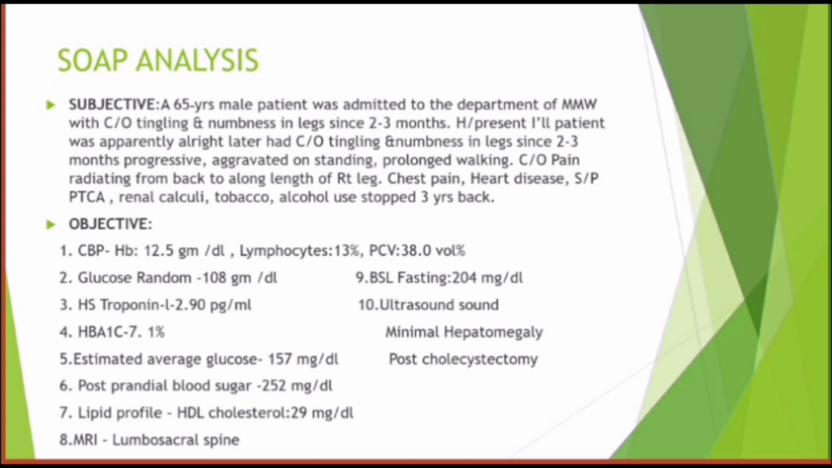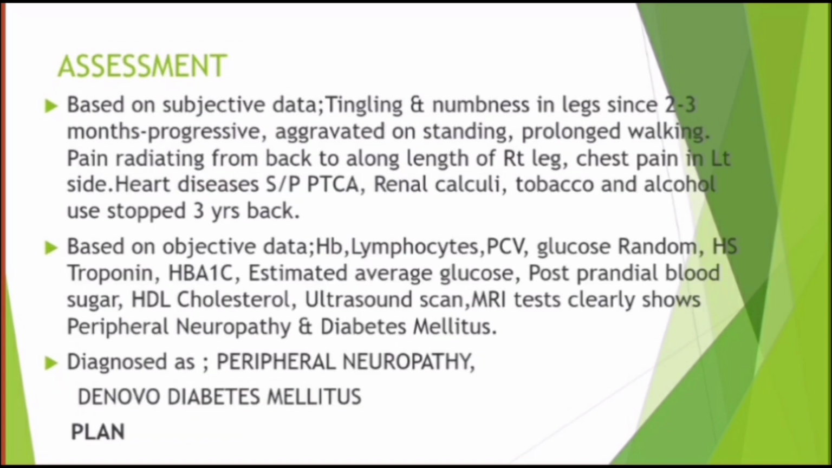Objective data: abnormal in hemoglobin, glucose random, HS troponin, HbA1c, postprandial blood sugar, HDL cholesterol, MRI, BSL fasting, ultrasound scan. Assessment based on subjective data: tingling and numbness in legs, progressive, aggravated on standing and prolonged walking, pain radiating from back along length of right leg, chest pain on left side, heart diseases, surgery of PTCA and renal calculi, tobacco and alcohol use stopped 3 years back.